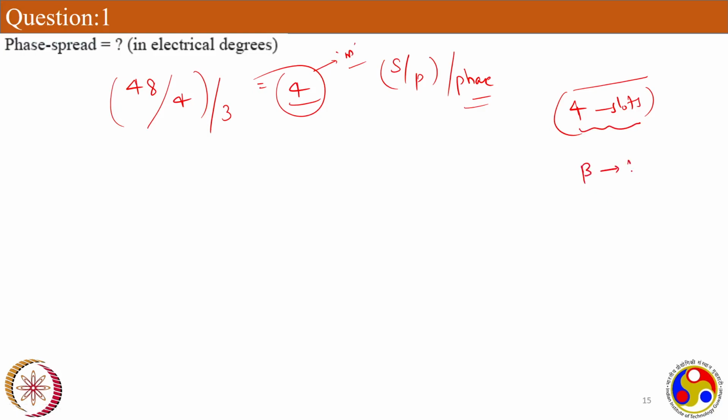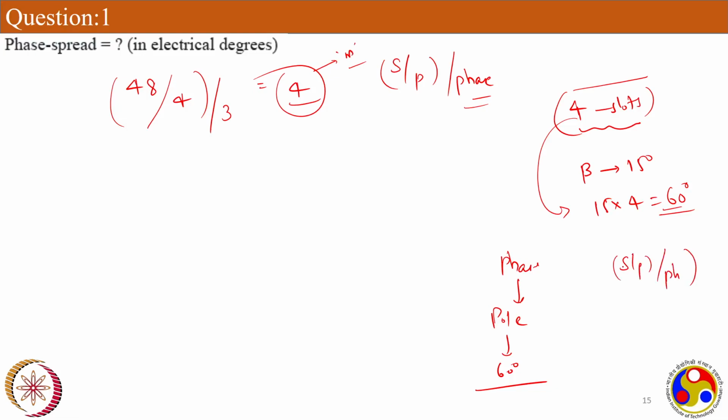Now you know each slot has a 15 degree spread. For 4 slots it will be 15 into 4, 60. So now you are sure that under each pole, 60 degree is swept by one phase. So you calculate slots per pole per phase and multiply it with beta. This gives you the angle swept by those many slots. So 4 slots are swept in 60 degrees, so your phase spread is 60 degrees.